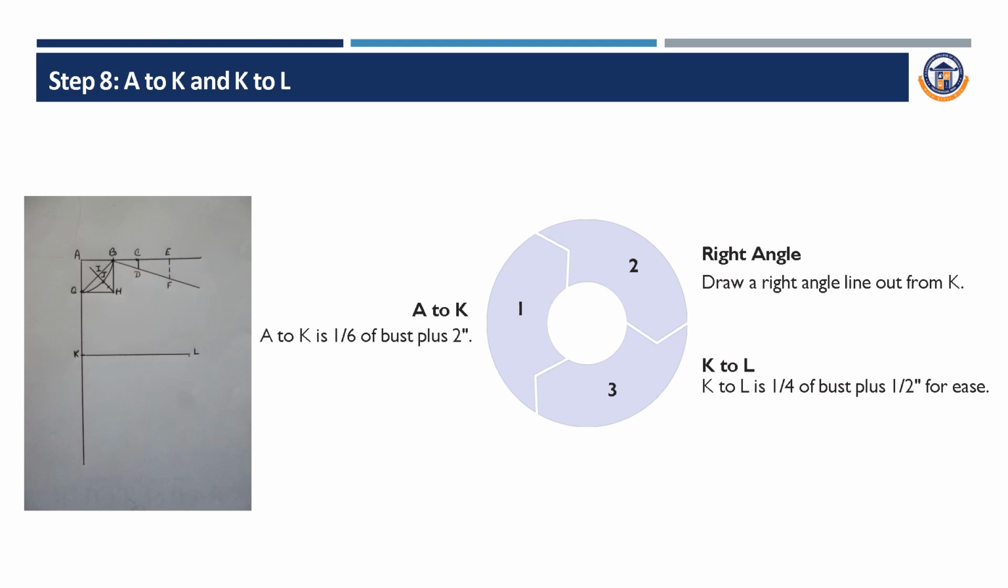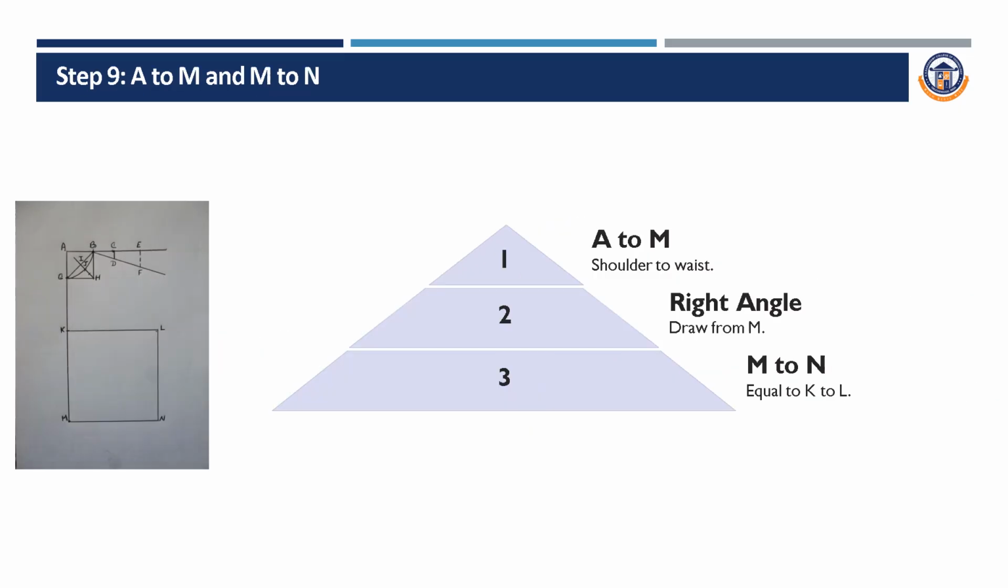Then when you are moving to step 6, you will be doing the waist length adjustment. Measure A to M, which is the shoulder to waist length. A is here, M is here. We call A to M the full length, or the shirt length or your body's length. That is one. Extend M to N, ensuring it equals K to L.